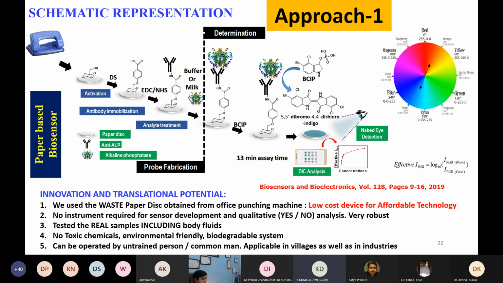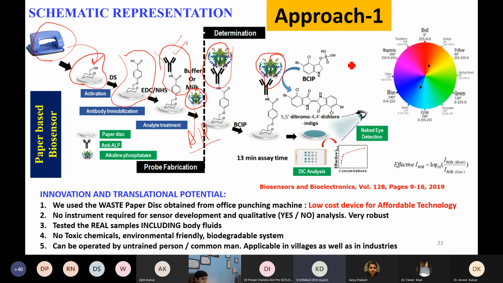This is one of the sensors we made. This is an office punching machine. We punch the paper and get a disc out of that. We have done some chemical analysis, chemical reactions here, and then we have done the anchoring of this receptor. This receptor is a protein, the ALP. It is present in many matrices. It will make a complexation here, and then the presence of ALP will drive this particular reaction, where BCIP is the substrate and a dimer is formed. So you will get a colored product here. Based on this RGB analysis, we can do the qualitative estimation by naked eye.